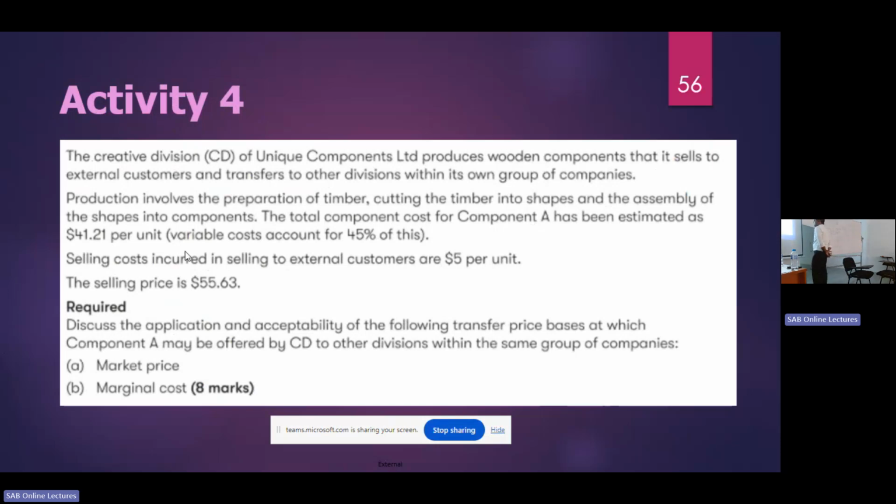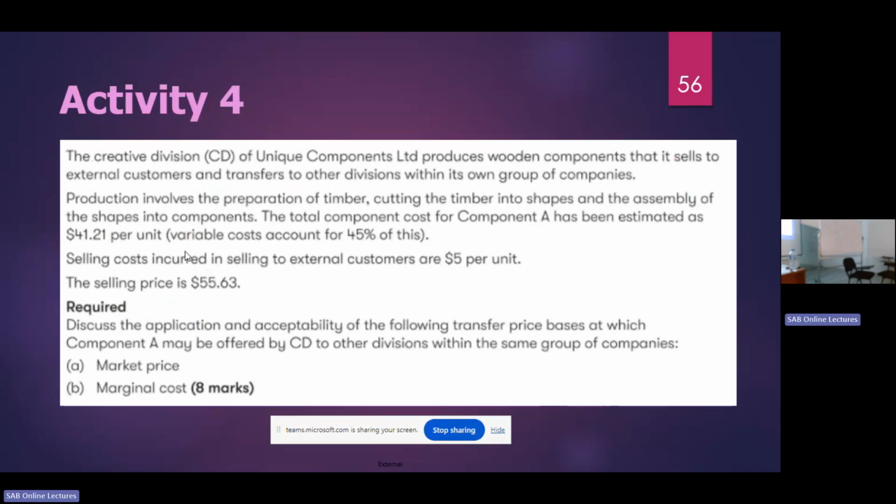Discuss the application and acceptability of the following transfer pricing. Which component A may be offered by CD to other divisions within the same group of companies: market price and marginal cost. Right? Again, you have to use transfer price.